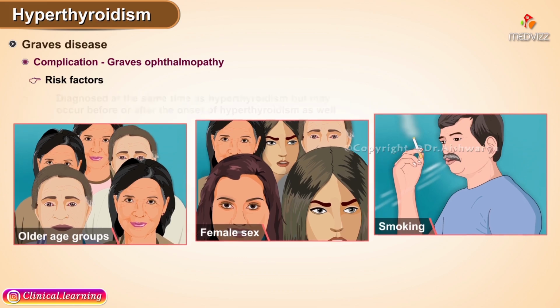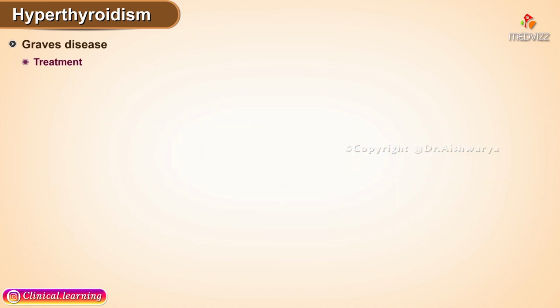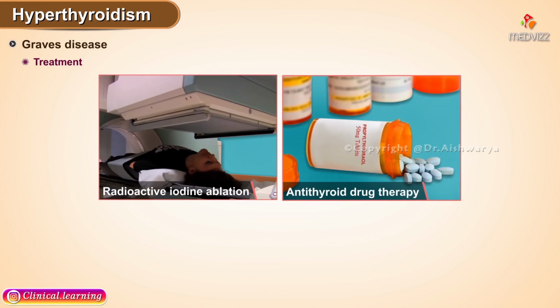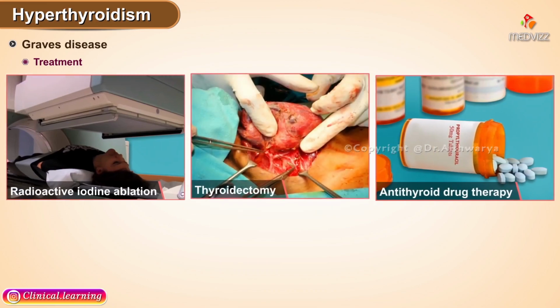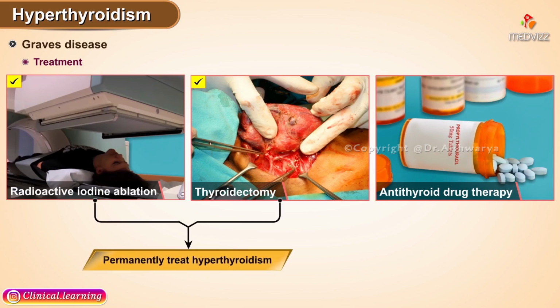Ophthalmopathy in Graves' disease is typically diagnosed at the same time as hyperthyroidism but may occur before or after the onset of hyperthyroidism in some cases. Major treatment options for Graves' disease include radioactive iodine ablation therapy, antithyroid drug therapy, and thyroidectomy. All the three modalities are equally efficacious, but surgery and radioactive iodine ablation can permanently treat hyperthyroidism.